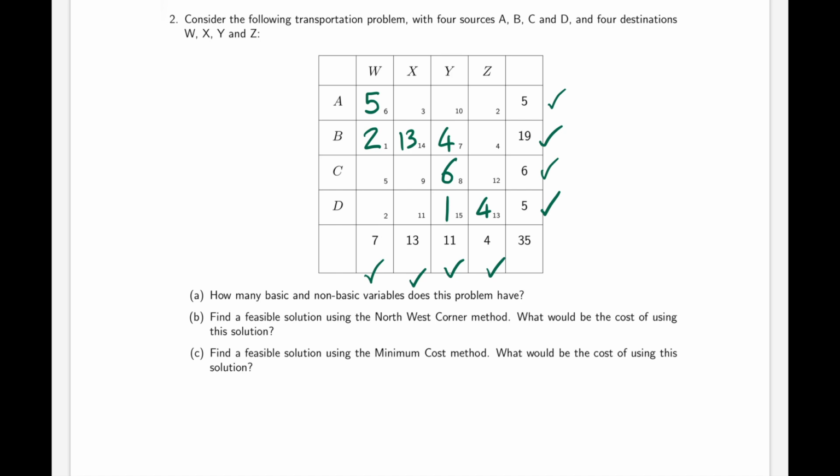There are 7 cells filled in, so we have 7 basic variables. This is a basic feasible solution. What would the cost of using this solution be? Well, we are sending 5 units of goods on a route AW, which costs 6 per unit. So that route will cost us 5 times 6. We're also sending 2 units of goods on a route that costs 1 per unit.